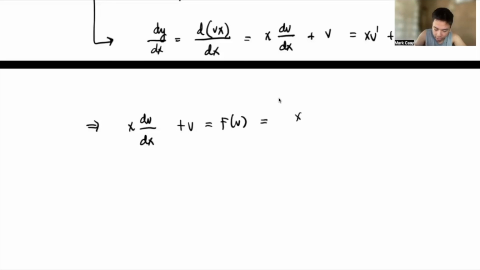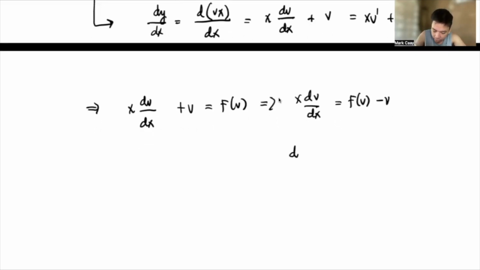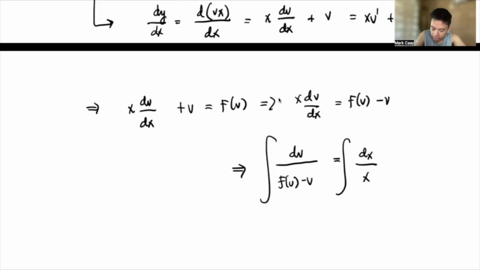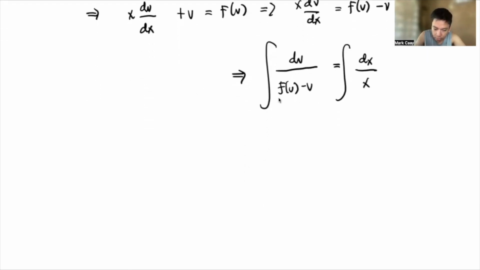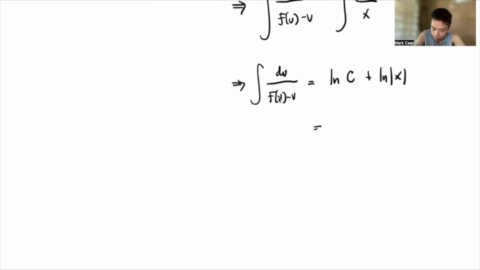Or simply we have x dv/dx equals f of v minus v. So again, we can do the separation of variables. So we would have dv over f of v minus v, which is equal to dx over x. So taking the integral of both sides, we would now get the integral of this. And this one is ln of c plus ln of x, or just ln of cx, provided your v is equal to y over x.